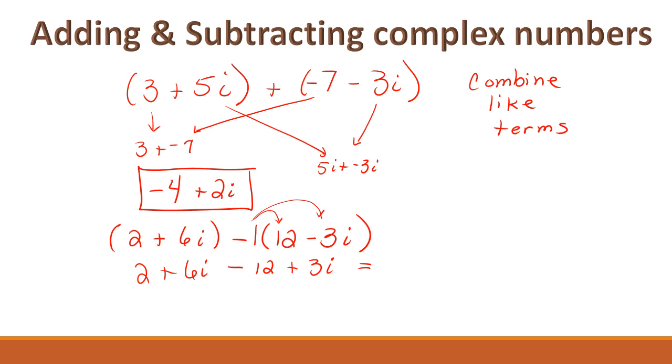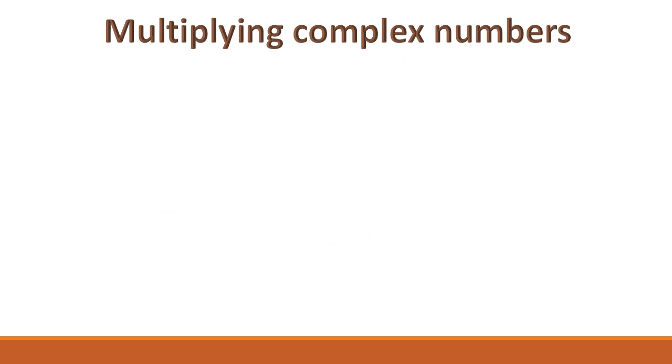When we combine like terms, 2 minus 12 is -10, and +6i plus 3i is +9i. Notice I am putting the i term last to be in the proper a plus bi form. You can also multiply complex numbers with the distributive property or the FOIL method.